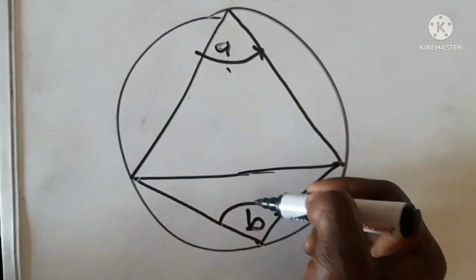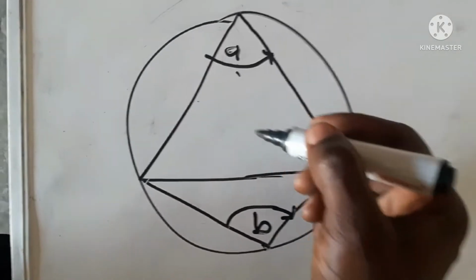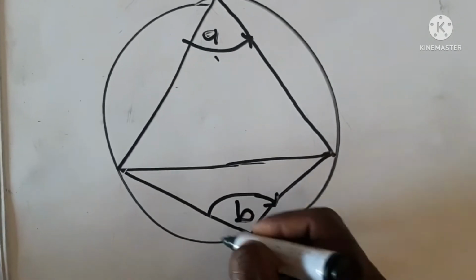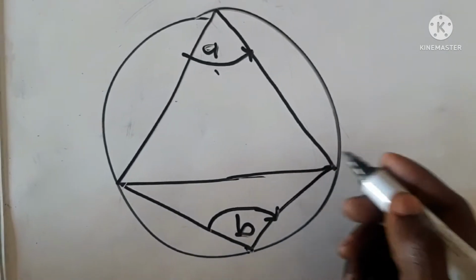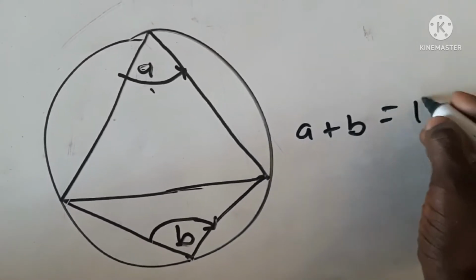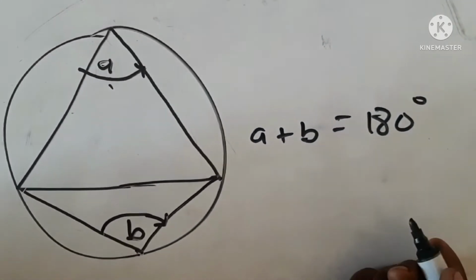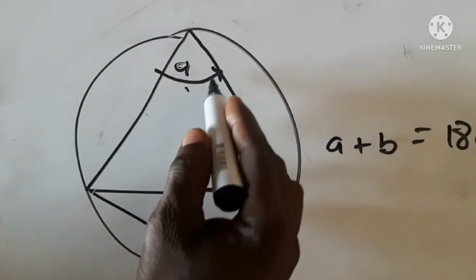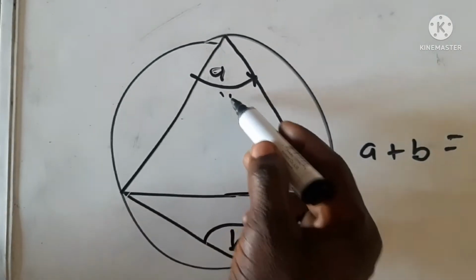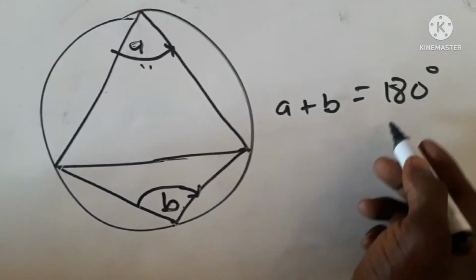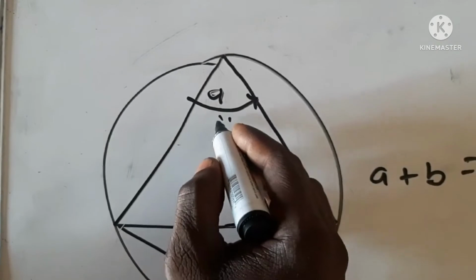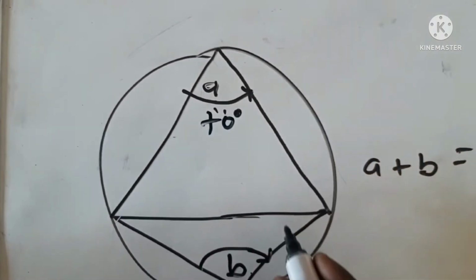If both of you are facing each other, the definition is that if you add whatever you are having plus whatever your friend is having, that should be equal to 180. So here we have A plus B equal to 180 degrees. We don't care whatever you are having or whatever your friend is having. All that we know is that if we add the two of you, your summation should be equal to 180 degrees.